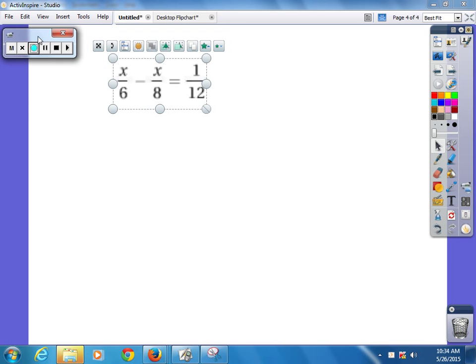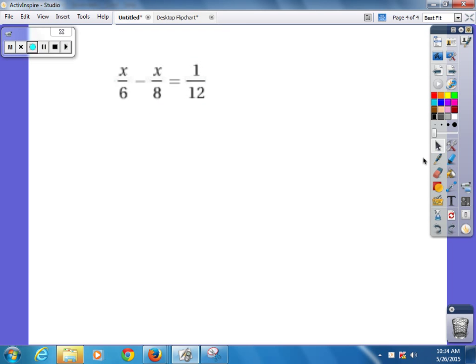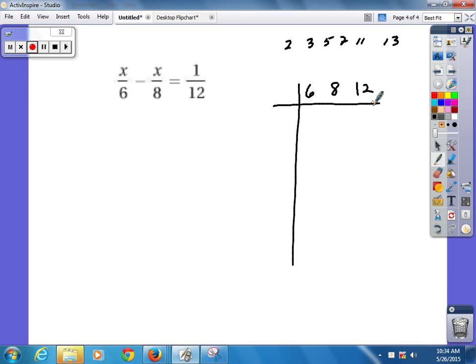Okay, so here's our problem. And we want to find the common denominator. Now, when you have numbers in the common denominator, as I said before, 6, 8, 12, use 2, 3, 5, 7, 11, and sometimes 13. Of course, we're going to divide by 2 because most of you know those are even numbers. So 2 will go in there 3 times, 4 times, and 6 times.